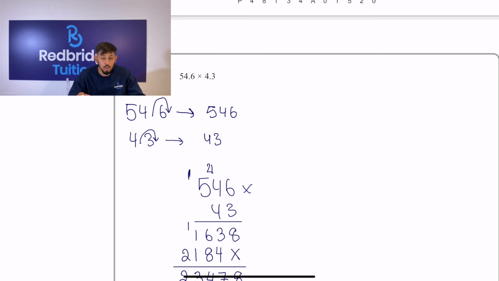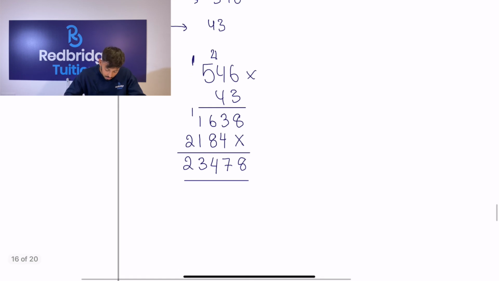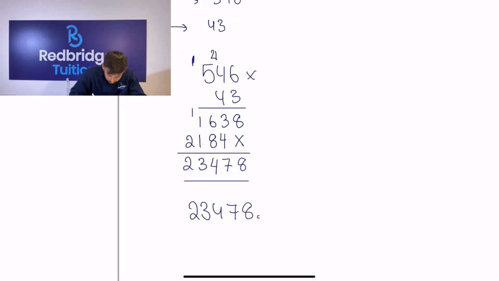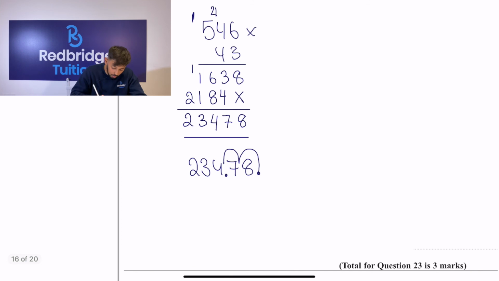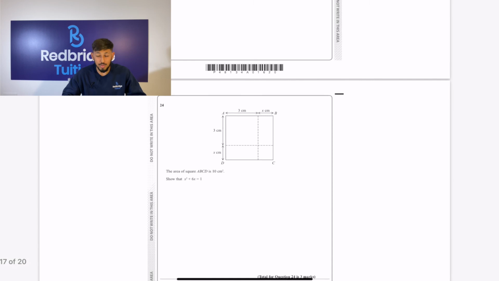Now, we need to have a look at how many decimal places we moved in total. So we moved 2 places to the right. So to complete our answer, we have to move the decimal places twice to the left. 7, 8. Currently, our decimal place sits here. We have to move this twice to the left to achieve our final answer. So our final answer would be 234.78.